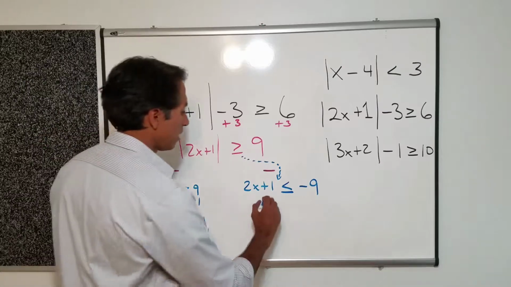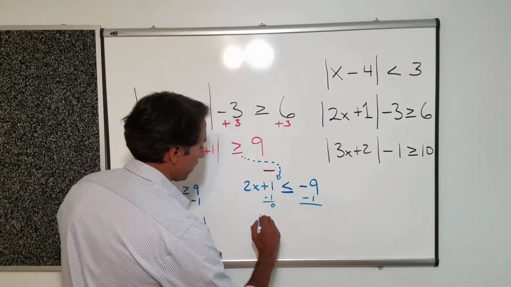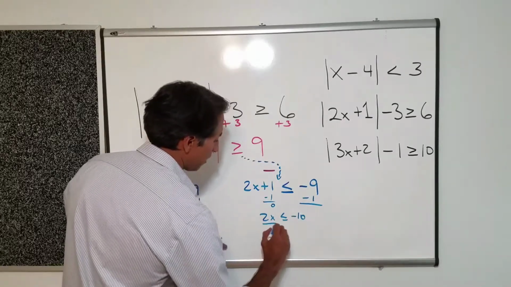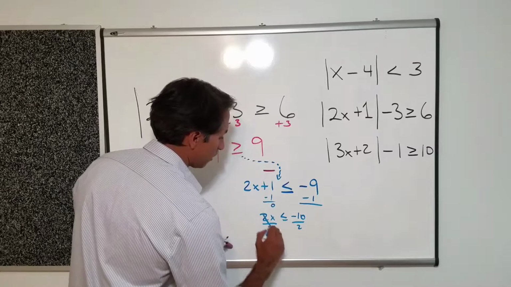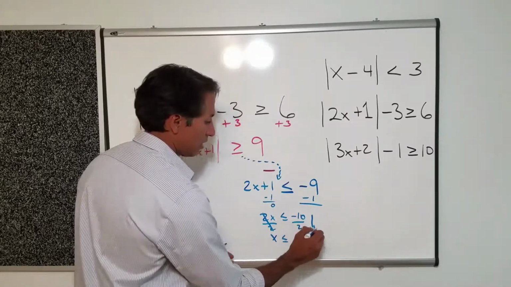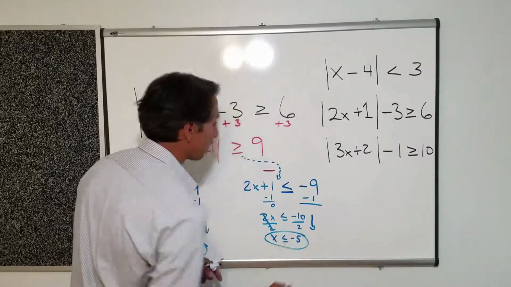On this side, minus 1, minus 1. We get 2x is less than or equal to negative 10. Divide by 2, divide by 2. X is less than or equal to negative 10 divided by 2, which is negative 5.